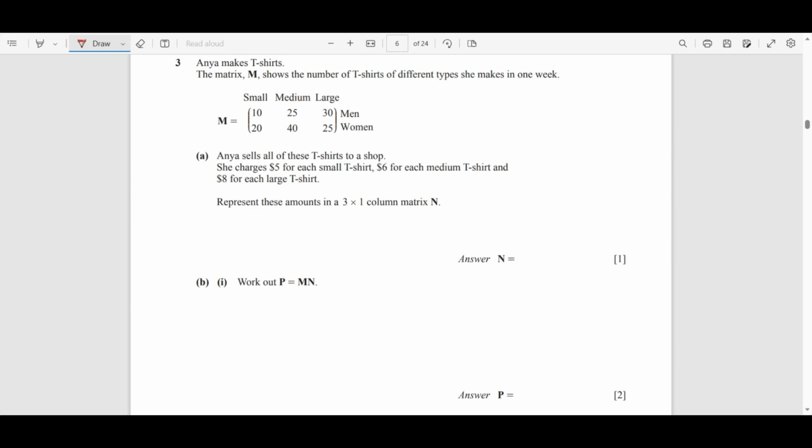So part A: Anya sells all those t-shirts to a shop. She charges 5 for a small t-shirt, 6 for each medium t-shirt and 8 for a large t-shirt. We need a 3 by 1 column, and we need to follow the sequence: first the cost for small, then medium, and then large. I'm just going to write this for your understanding; you don't need to write it. The basic idea for the column matrix is that it's going to be 3 by 1.